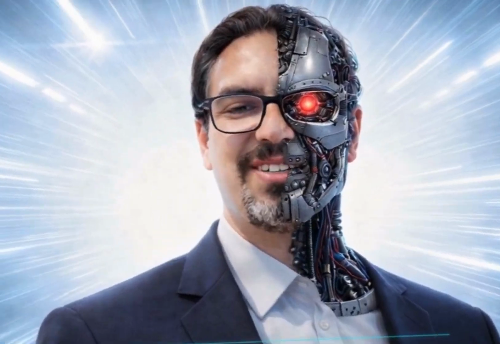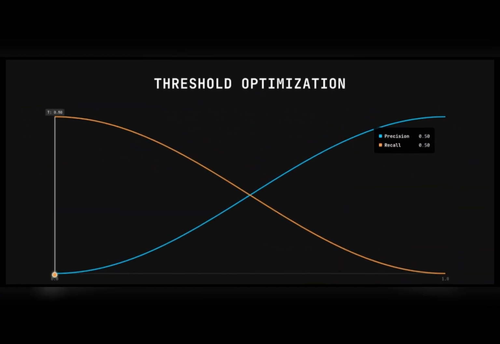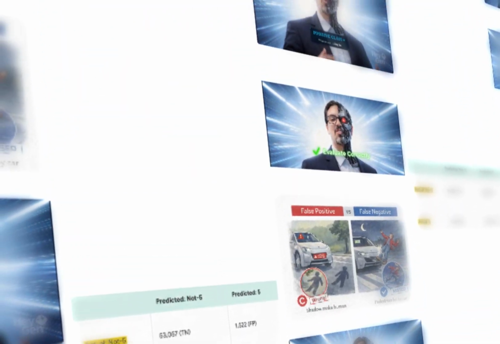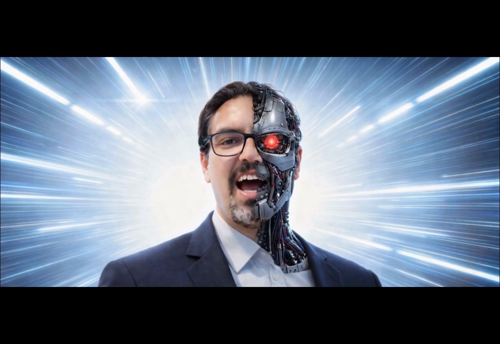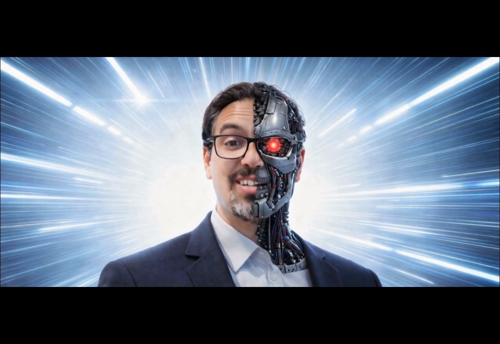Then I'll explain precision and recall in a simple, intuitive way, and show you how changing the decision threshold forces a trade-off between them. By the end of this video, you'll know exactly why high accuracy doesn't always mean a good model, and how to evaluate machine learning systems the right way. Are you ready? Let's go.